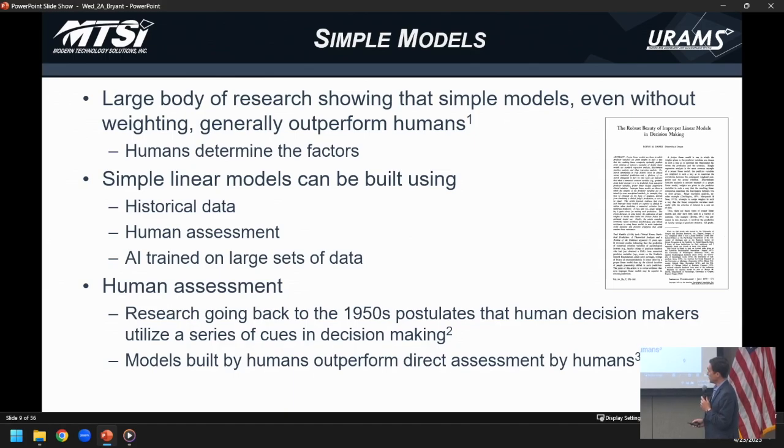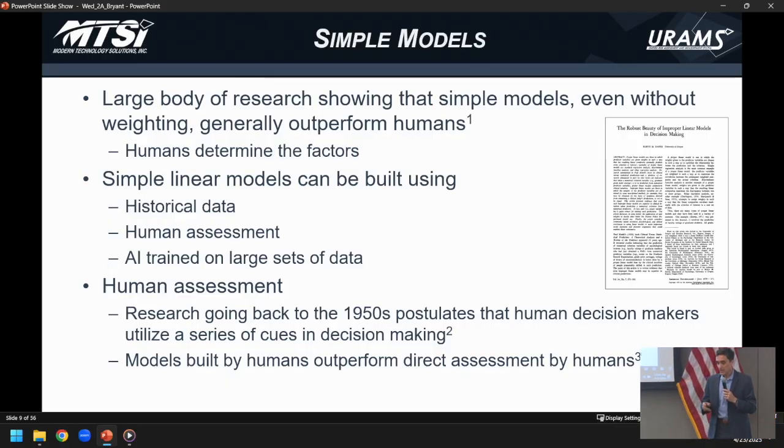But you do need humans to figure out what factors matter. You can pull out of the data and figure out the factors, and then you can build these very simple linear models, nothing cosmic from a math perspective. You can build them using historical data. You can build them using human assessment. This is the really fascinating thing.